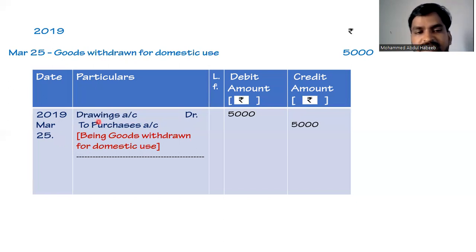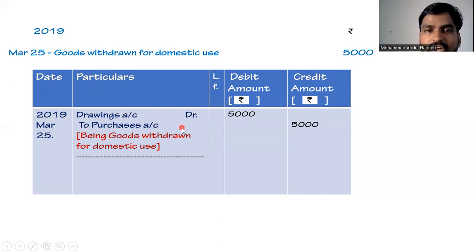The only difference is if he is withdrawing cash, the general entry will be drawings account debit to cash, and if he is withdrawing cash from bank, the general entry will be drawings account debit to bank, and if he is withdrawing goods from his business for personal use, the general entry will be drawings account debit to purchases. I repeat, if the owner is withdrawing cash for personal use, drawings account debit to cash. If withdrawing cash from bank, drawings account debit to bank. If withdrawing goods from the business, it will be recorded as drawings account debit to purchases. So purchases, it is an expenditure.